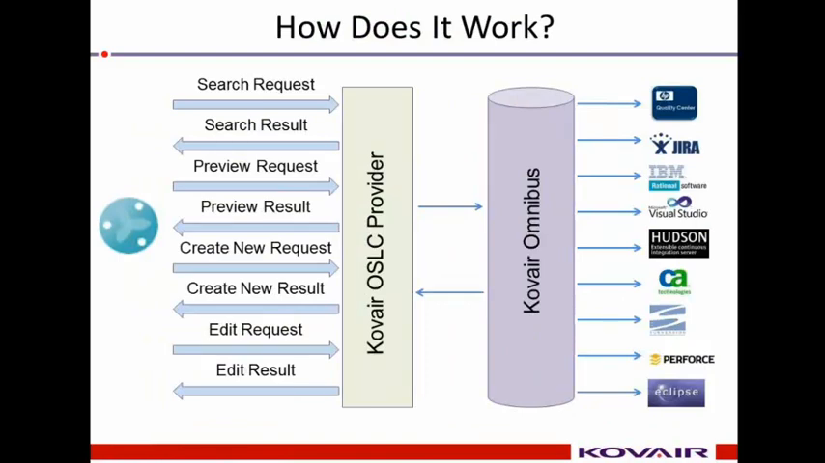On the left-hand side is the consumer, and it supports actions like search, preview, create new, or edit. For each one of them, the consumer sends the request to the Covair OSLC provider, which in turn passes it to Covair Omnibus, and then using the adapter, Covair Omnibus sends it to the particular tool, let's say JIRA. Then JIRA sends back the data to Covair Omnibus, it goes back to the Covair OSLC provider, and the search result goes back to the OSLC consumer. So this is how it works. For every action, there is a request and a result. The request goes all the way to the tool and comes back from the tool to Covair Omnibus, to the OSLC provider, back to the consumer.